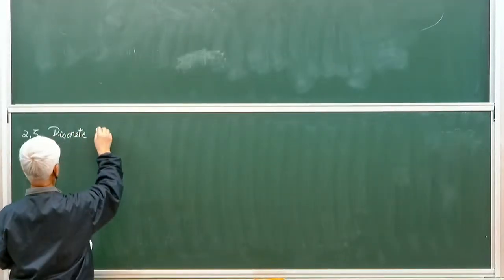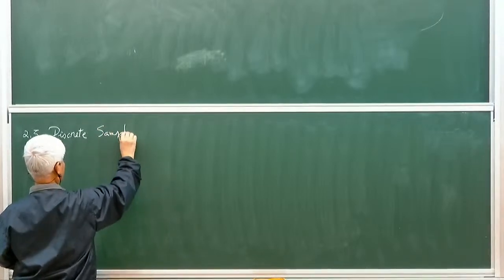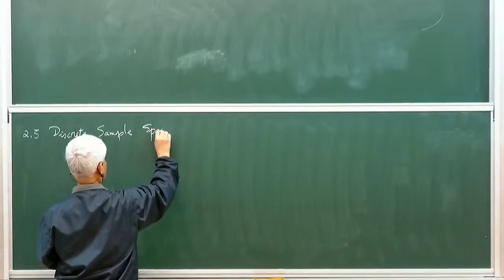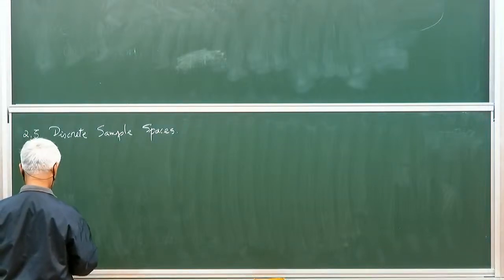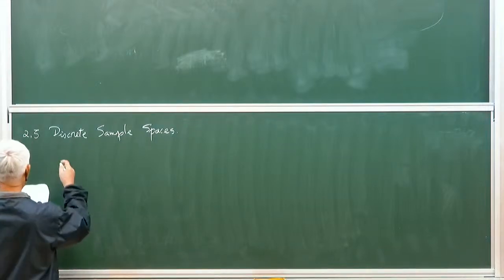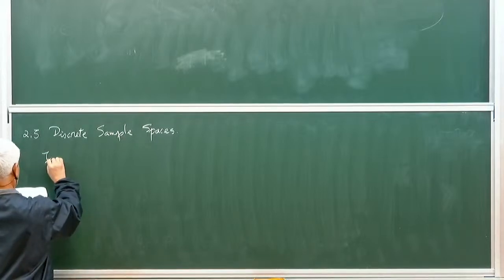All right, I will talk about discrete sample space. Which means that when we run experiments and establish a mathematical model, we find out that the set of all possible outcomes is of discrete type, which means that it is a countable set.